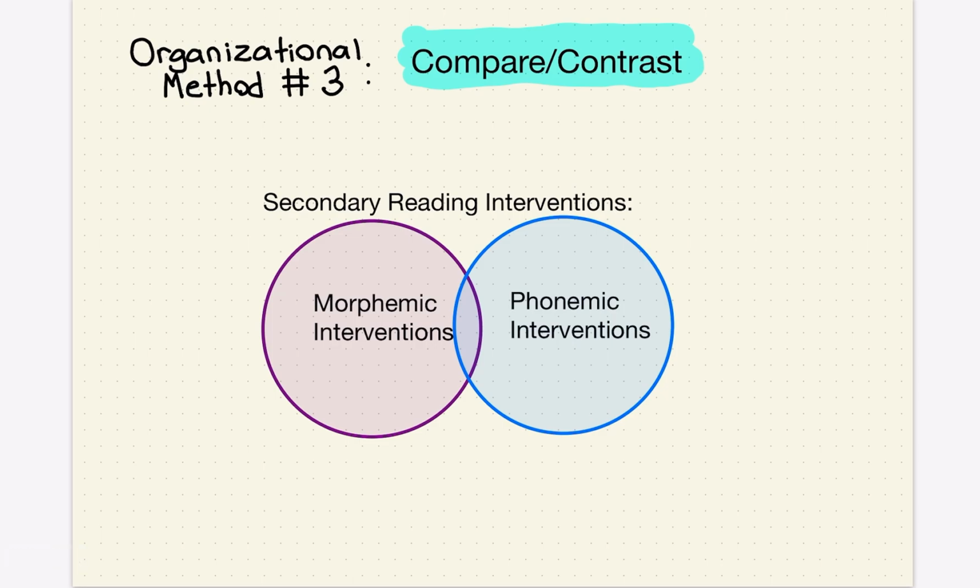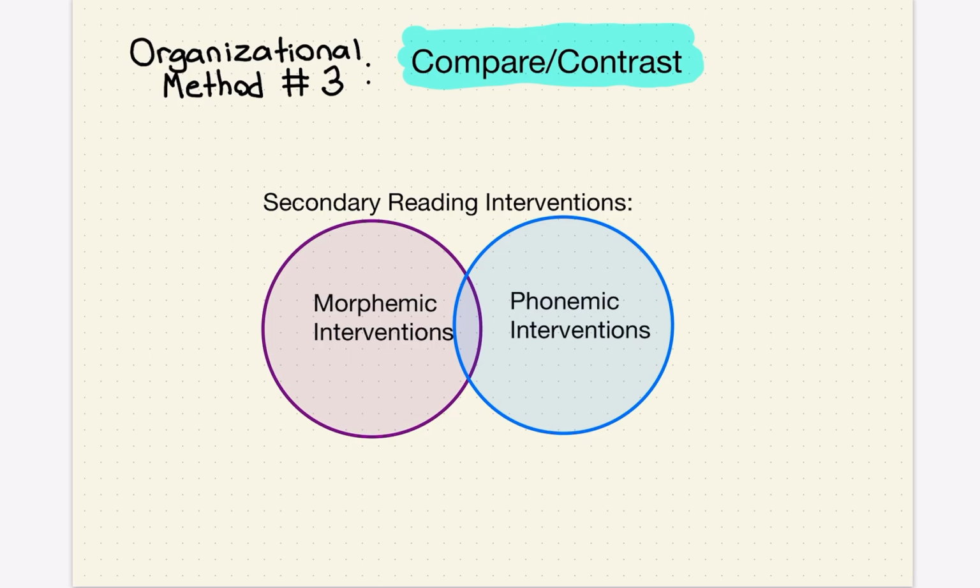Method number 3 is compare contrast. This pattern involves organizing information depending on how two or more things are related or different from one another. This organizational method works really well in a situation where your audience can better understand a particular topic when it's discussed in relationship to another topic.